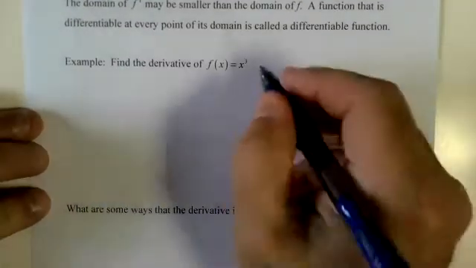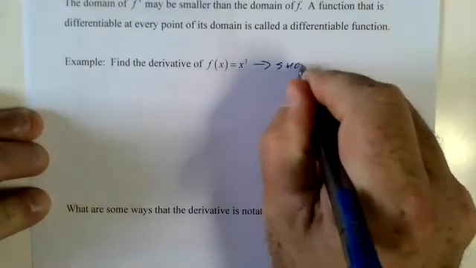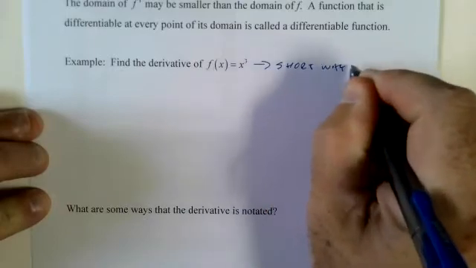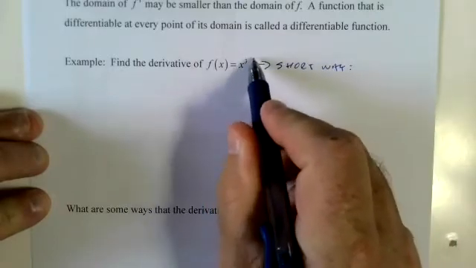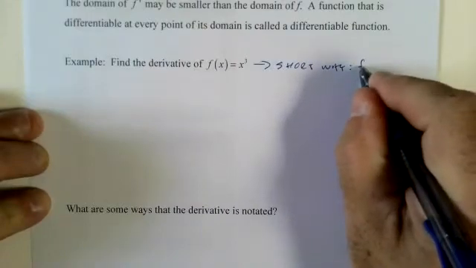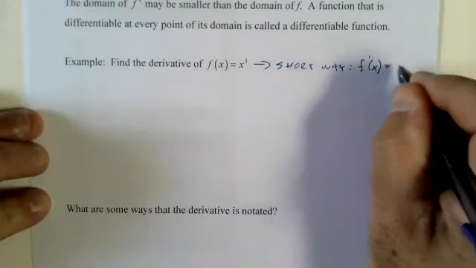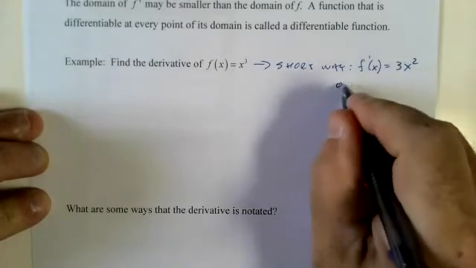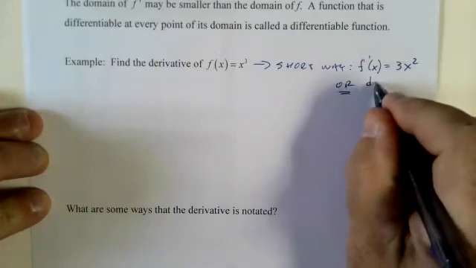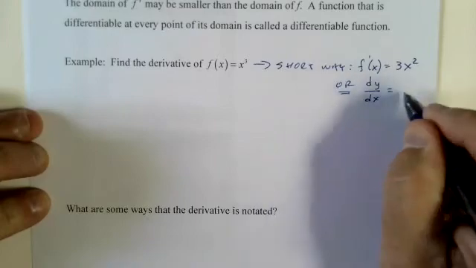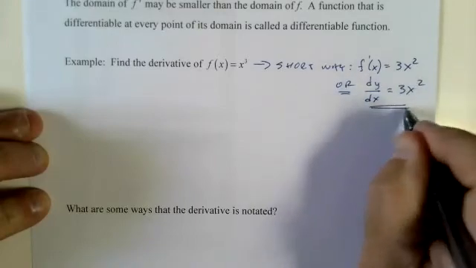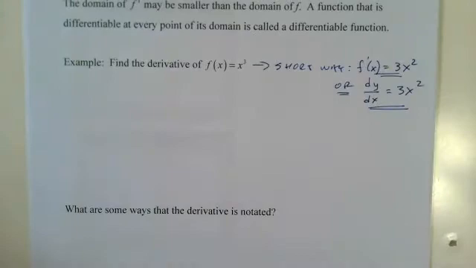So find the derivative. Now let's go the short way, which is the only way we do it as we're getting closer and closer. 3 comes out front, subtract 1. And we would say f prime of x is 3x squared, or dy dx is 3x squared. One of the 5 or 6 big things they want you to be able to do is be fluent in notation. I think I just mentioned that a minute ago. So make sure you can.